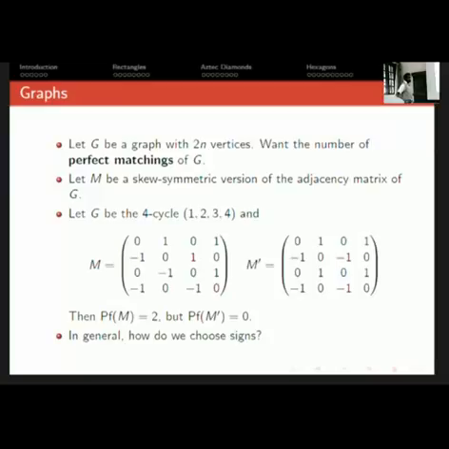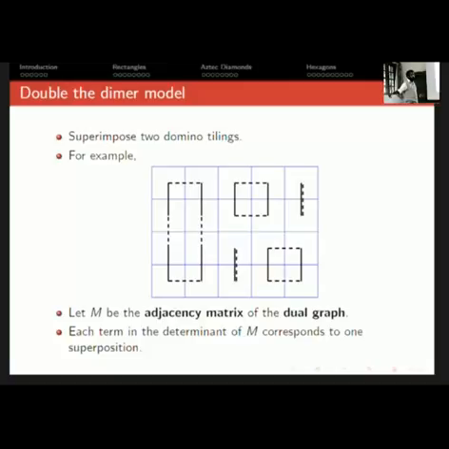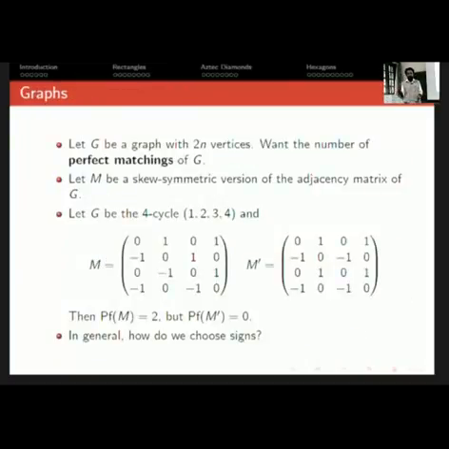As I said earlier, we want the number of perfect matchings. If I now frame this graph theoretically, I have a graph G with an even number of vertices. I need an even number of vertices because otherwise I won't be able to do a domino tiling, or a perfect matching, because each matching involves two vertices. So suppose M is a skew symmetric version of the adjacency matrix of G. Then each term in the determinant of the adjacency matrix is going to be a product like this. Each such term is going to be related to a cycle in this superposition. That's the key. I've shoved a lot of things under the carpet, so I don't expect you to get it fully, but the rough idea I hope is clear.